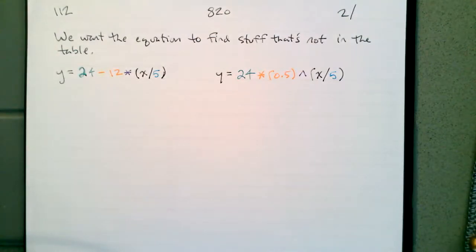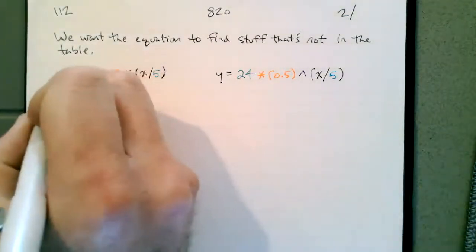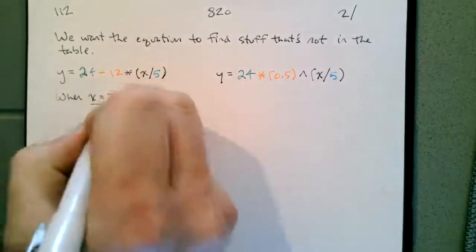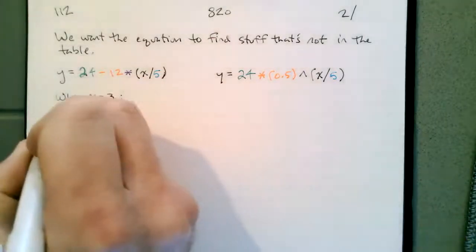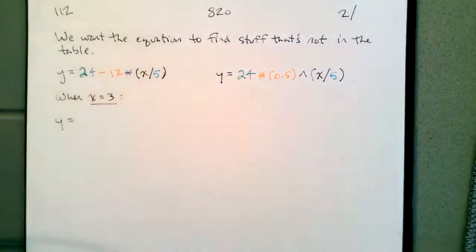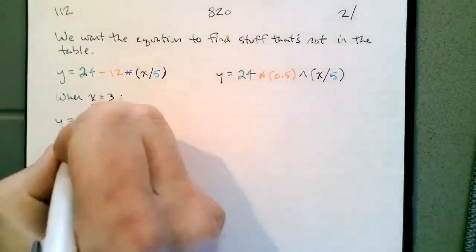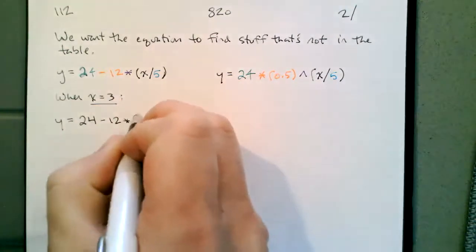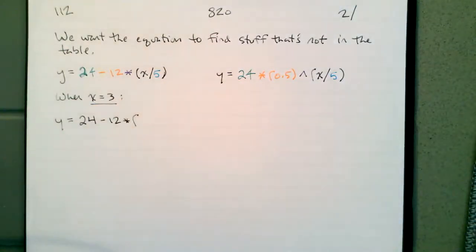So we want the equation to find the stuff that's in the middle. What if we needed something that's not in the table? So what if we needed to know what's going on in both functions when x equals 3? So when x equals 3, y is equal to 24 minus 12 times 3 over 5.